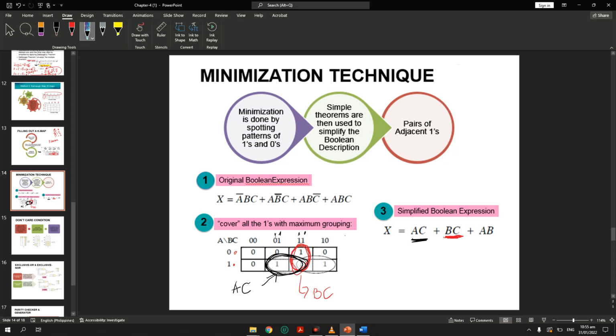And how about for the last group? Let us check. How about for that group? Our A is also 1 because they are on the same plane kang A.